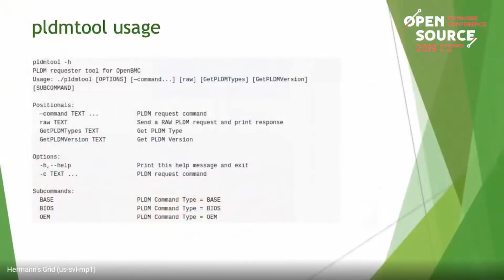This is the output of the PLDM tool. It's very rudimentary and basic right now. We have a few commands implemented, like get PLDM types and get PLDM version, and it supports some subcommands. For example, get PLDM version takes a subcommand for the PLDM type that you want to probe the version for. This is something very basic that we started with, and it can grow based on the PLDM protocol needs.